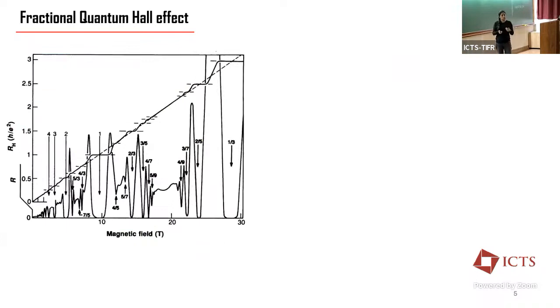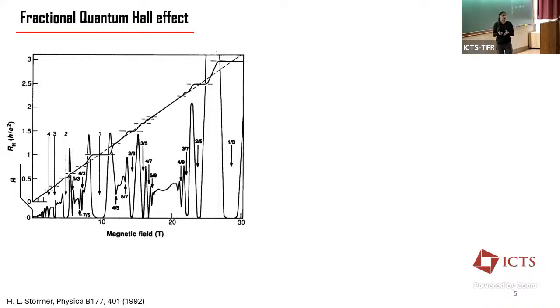However, this is not the only case. When we increase the quality of the sample and increase the magnetic field, we start seeing the formation of plateaus even at fractional values. As you will see here, this is data by Stormer, where we see numerous plateaus developing at fractional values as well.